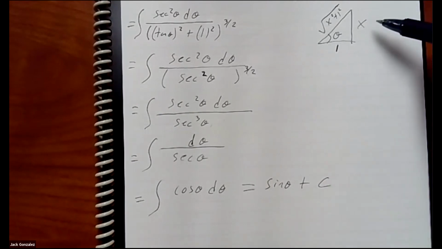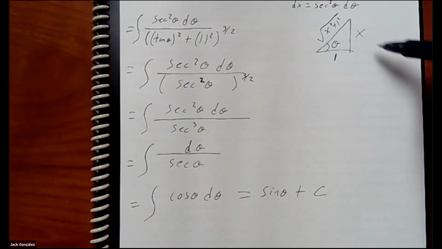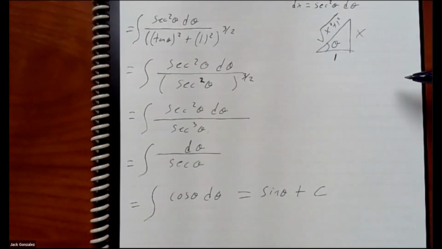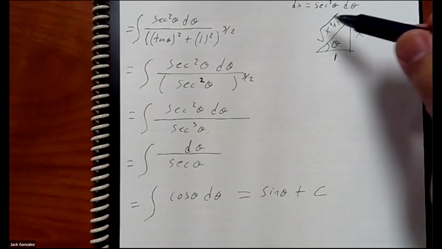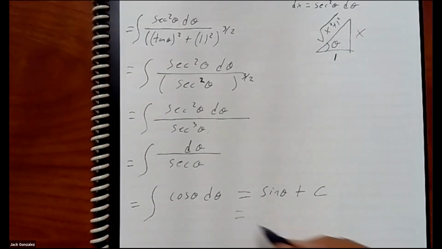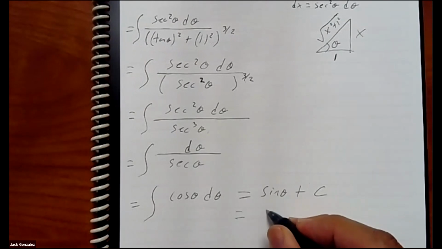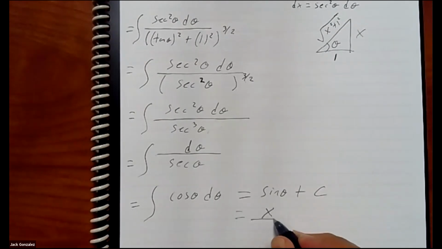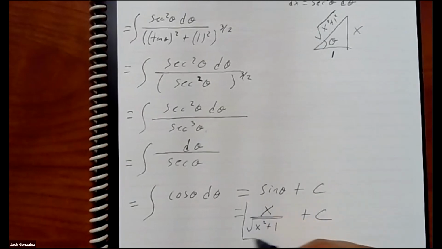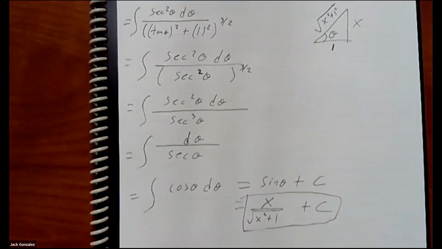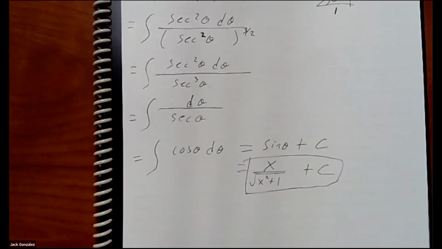What is sine in terms of this triangle? X over the hypotenuse, so opposite over hypotenuse, yeah. So there's the real solution, not the resub back. Pretty cool, right?